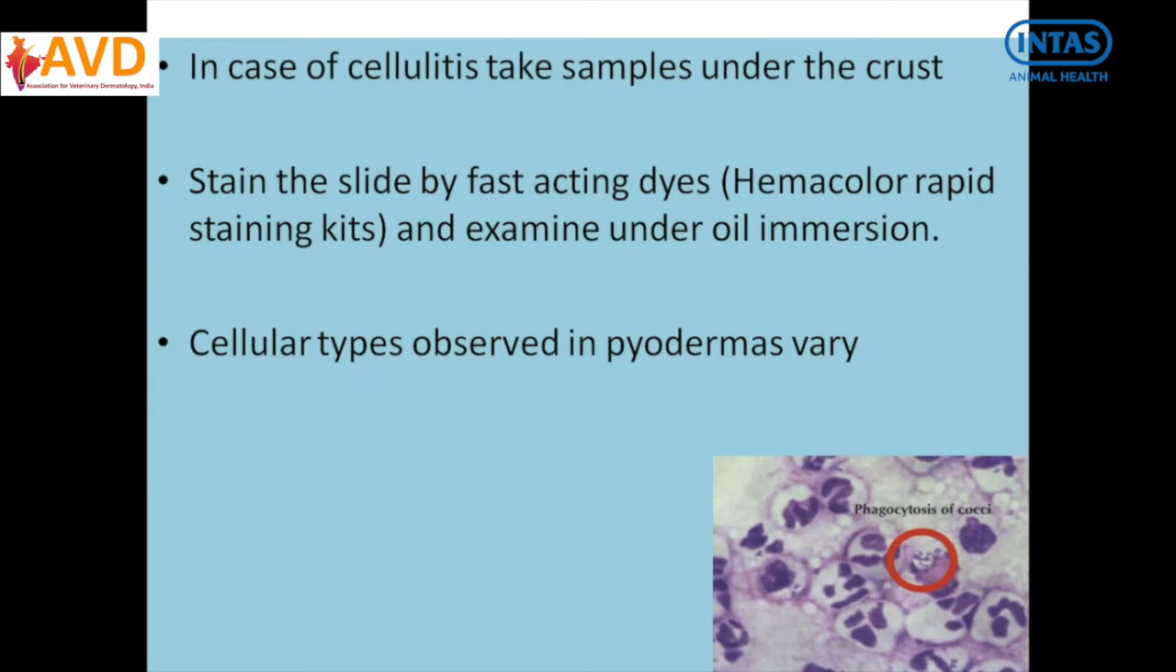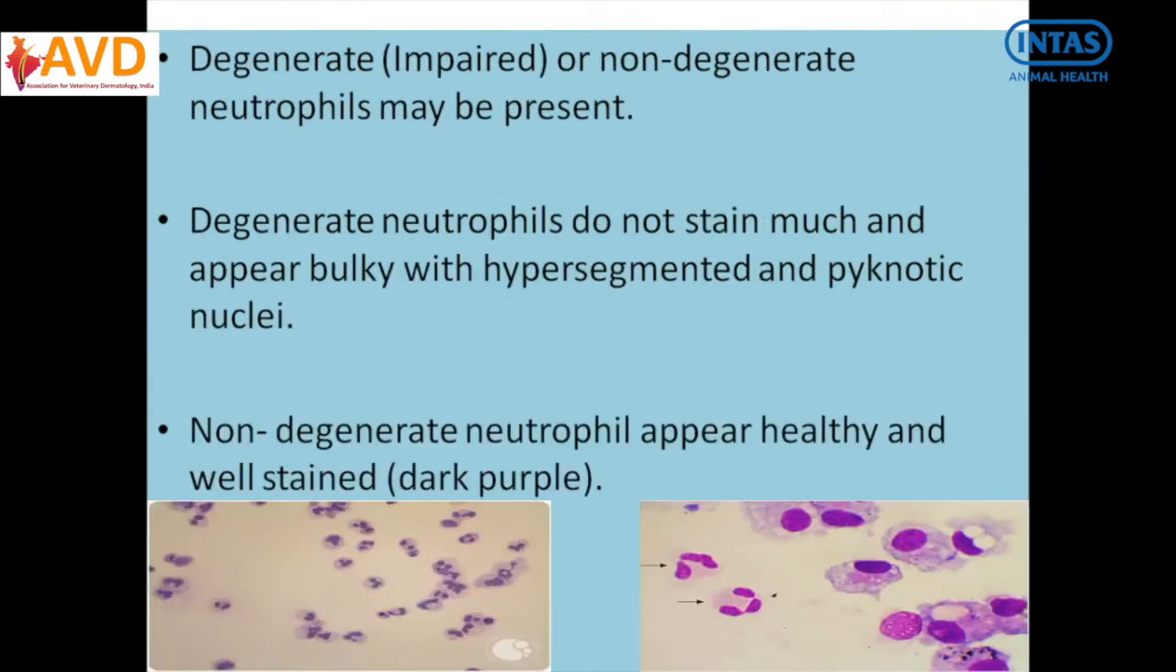For example, Hemacolor rapid staining kits by Sigma Aldrich can be used, and the smear can be examined under oil immersion. Cellular types observed in pyodermas vary. There are different cellular types seen in pyodermas. Not only bacteria, many types of cells can be seen in the smears taken from pyoderma cases.